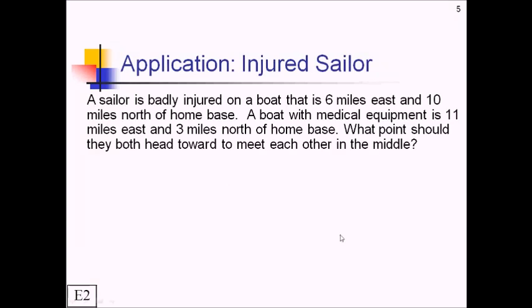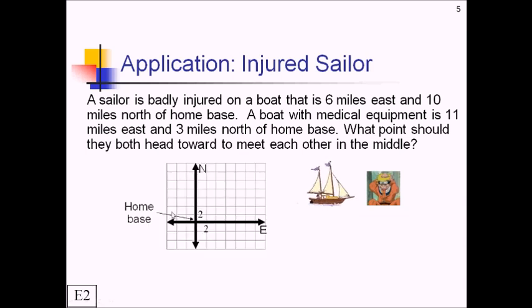For our next example, let's use this in a real-life context. Let's say we have a sailor badly injured on a boat that is 6 miles east and 10 miles north of a home base. So here's a graph. Let's say home base is the origin. And (6, 10), right about there, there's our boat with the injured sailor. Now, another boat with medical equipment is, let's say, 11 miles east, 3 miles north. So let's see, 11 and 3, right about there.